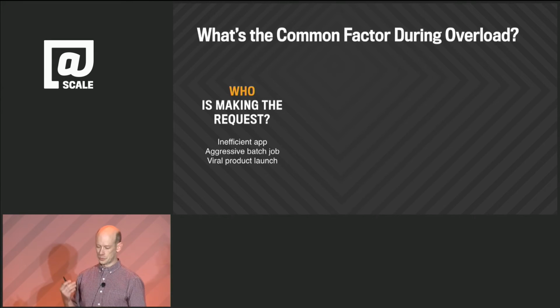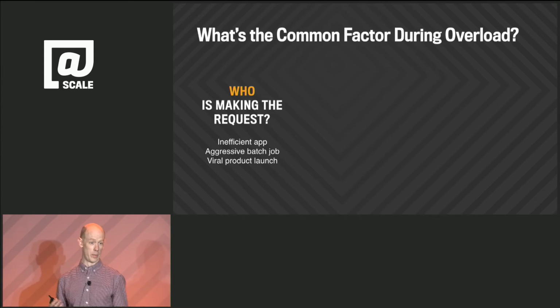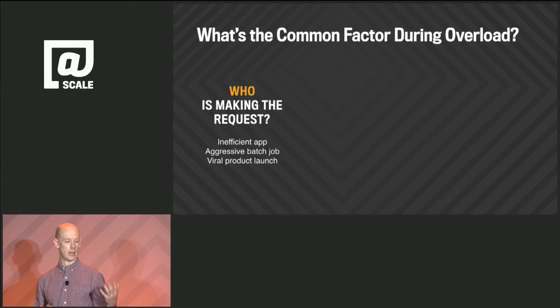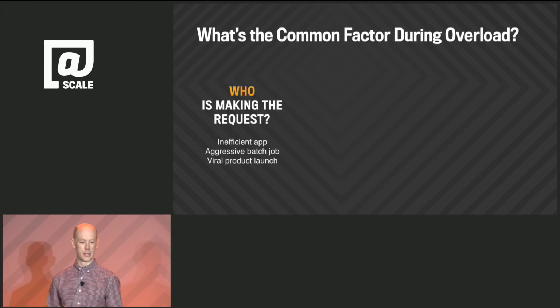So for example, we might have had a product launch that went better than expected, or maybe it's a new workload that hasn't optimized their query pattern. So the common factor is the source of the requests. This could also be a batch job that was launched that was a bit too aggressive.